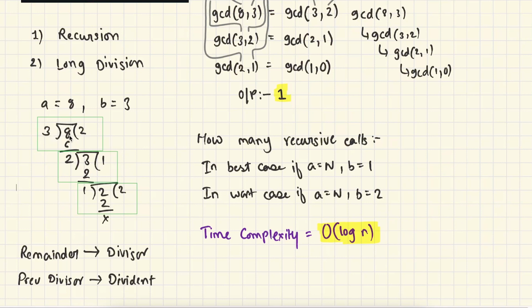After dividing 8 by 3, we get 2. Now 2 is the remainder. So the remainder becomes the divisor, and the previous divisor, that is 3, becomes the dividend. So this is the process we follow in this approach.